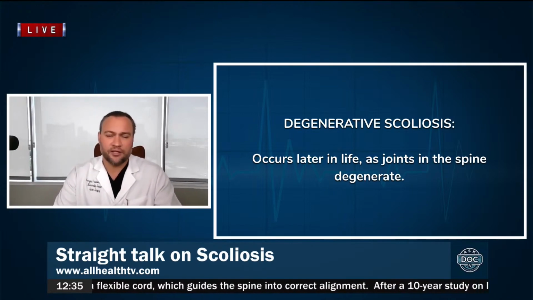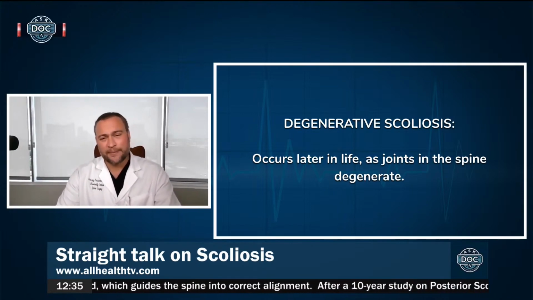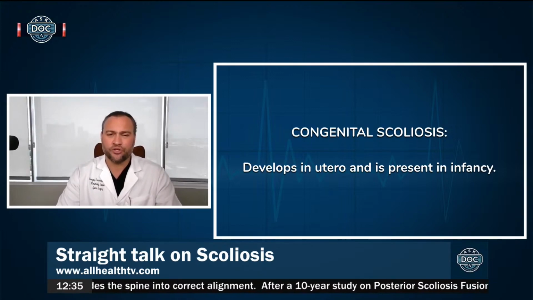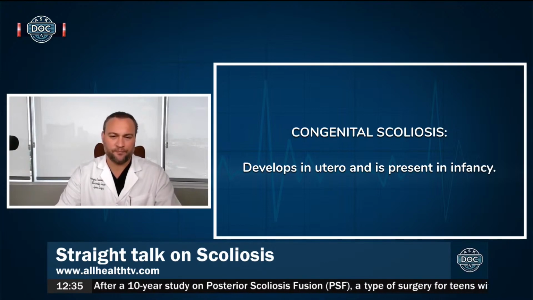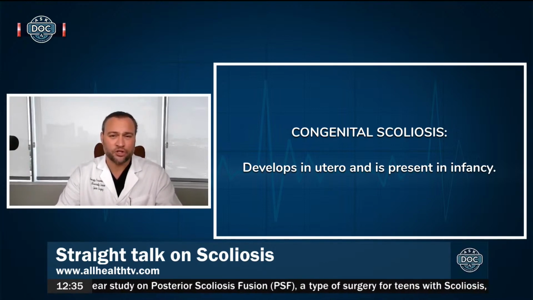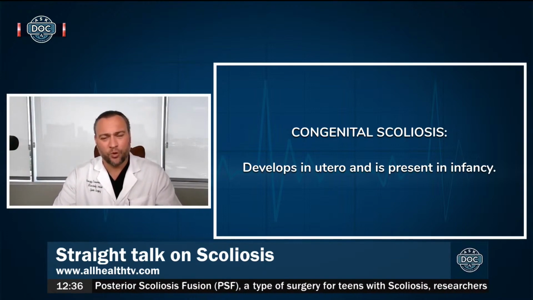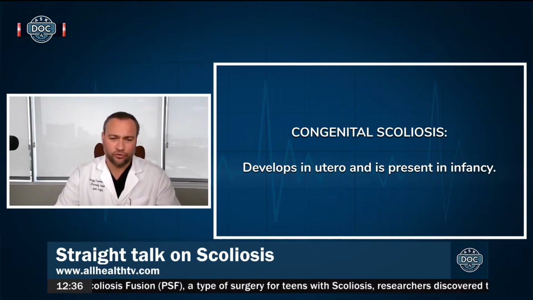Then there's also congenital scoliosis, and that's a type of scoliosis that we see in little kiddos once they're born. That type of scoliosis oftentimes results in kids needing an operation, and it can result from malformations in vertebra that will reliably cause the curve to progress.